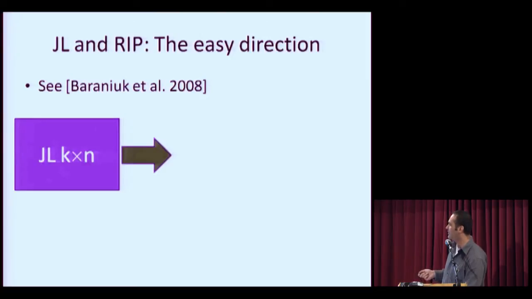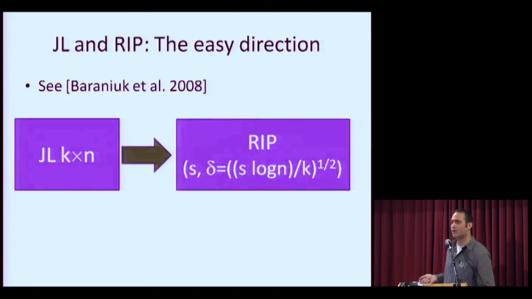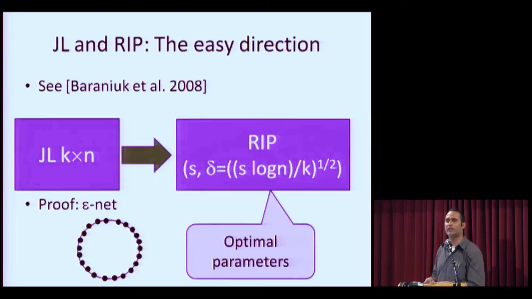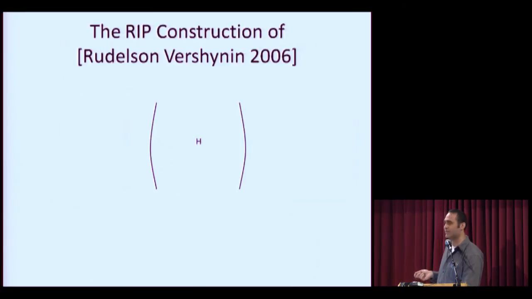Okay, so this is a proof you can find, I like the one in this paper by Baraniuk et al. in 2008. If you have a k by n Johnson-Lindenstrauss random matrix, then with high probability you have an RIP matrix with these parameters. And these are optimal parameters for RIP as well. So optimal JL with high probability gives you optimal RIP. The proof is just an epsilon net argument. You take the set of sparse vectors, approximate it with a finite set, and then you apply the guarantees of Johnson-Lindenstrauss to show that you approximately embed this set. So that's an easy direction.